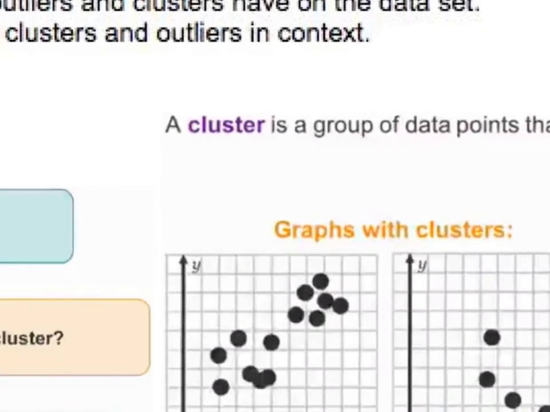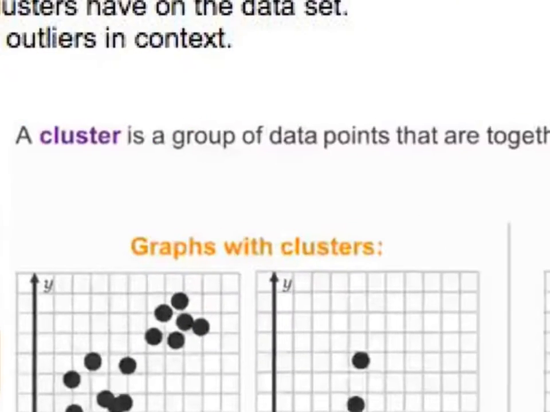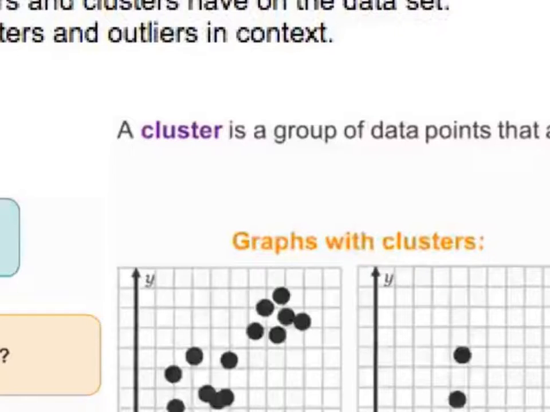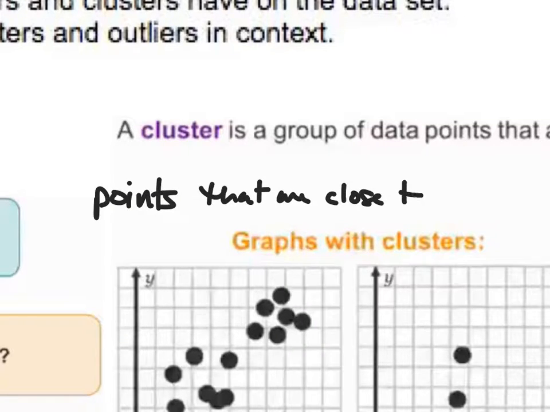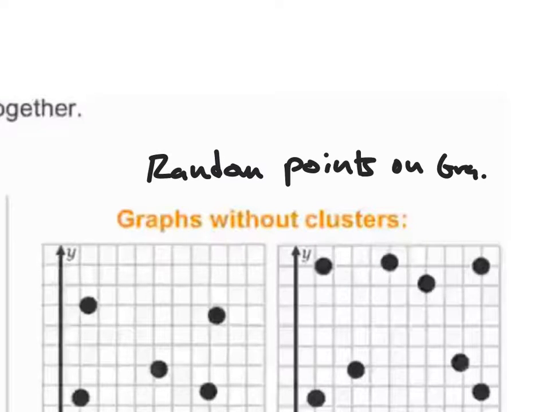Let's come in here and let's say a cluster is a group of data points that are together. I want to put that the cluster is points that are close together, okay? They're close to each other, okay? Graphs without clusters, we would call them more or less random points on the graph, okay?